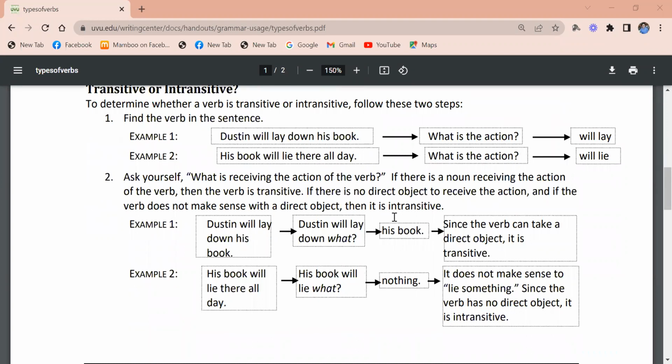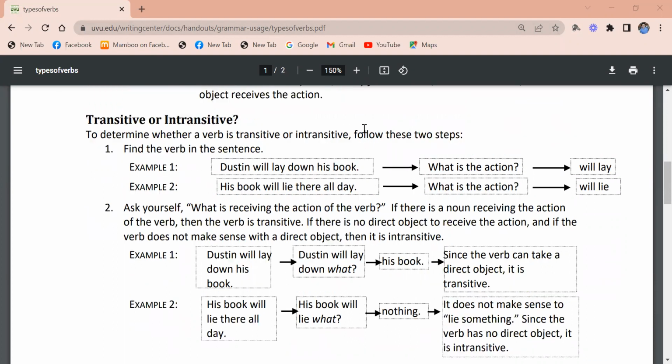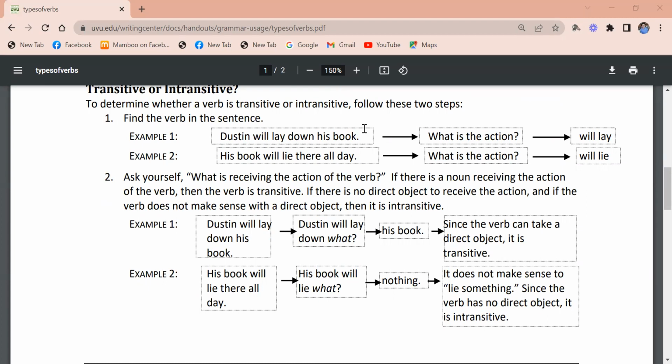How are you going to identify transitive or intransitive verbs? Through these examples, first one is, Dustin will lay down his book. What is the subject? Dustin. Will lay down, of course, it is the verb. His book is the complement. How are we going to identify whether it is a transitive or intransitive verb? By answering the question, what, to identify the direct object, and to whom, to identify the indirect object. Dustin will lay down what? Alin yung kanyang ibababa? His book. It means book is the direct object, so will lay down is the transitive verb. Next, his book will lie there all day.